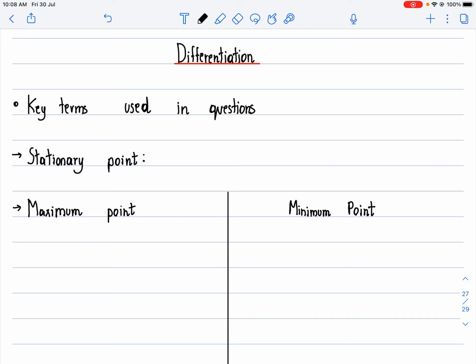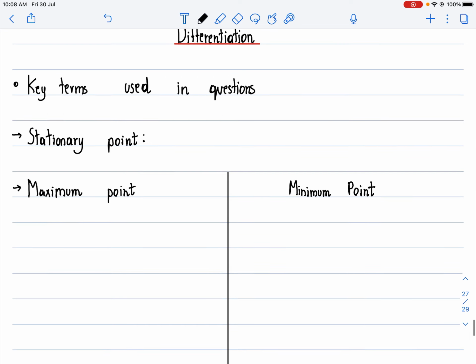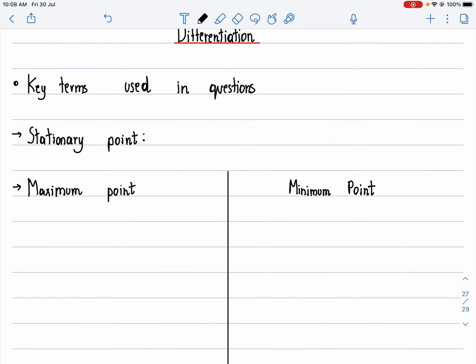Today we'll be doing the concept of the key terms used in questions. This is basically a revisor, because we'll be going through some AS level concepts, some terminology, which are used in the past papers in the topic of differentiation. So the first term we have is stationary point.